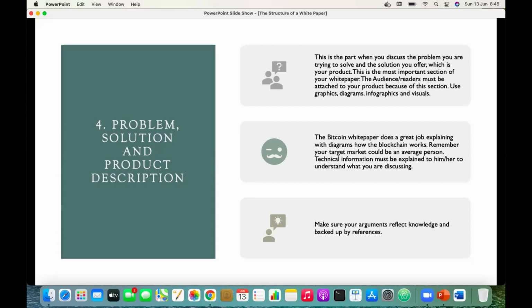Make sure your arguments reflect knowledge and are backed up by references. You want to look educational. You don't want to look like someone who's speaking only his mind. So backing up your information with resources is of extreme importance, because there are many wise investors out there.